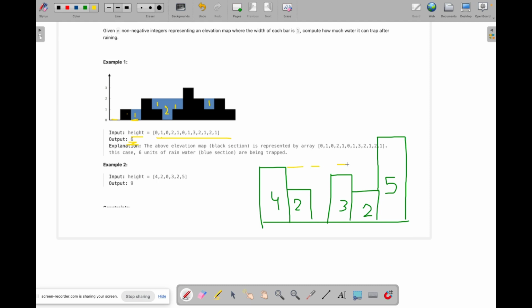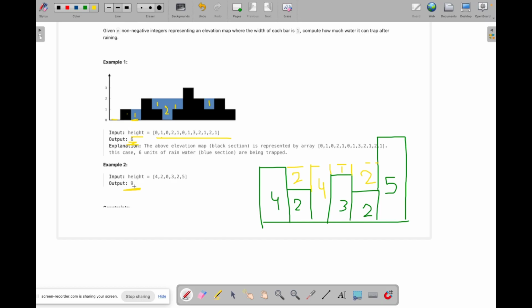So if you see, after this, if I store anything, it will get spilled out. So I can store 2 units of water here. 4 minus 0, 4 units of water here. 1 unit of water here, and 2 units of water here. So 2 plus 4 is 6, plus 1 is 7, and 2 is 9. So 9 units of water we can store here. Now see how we will approach this problem.